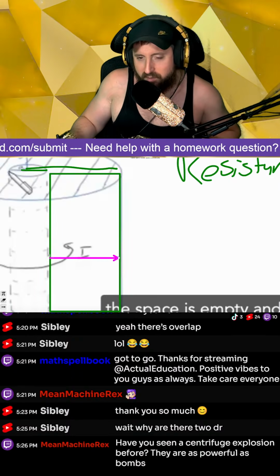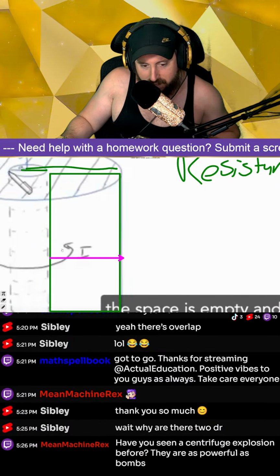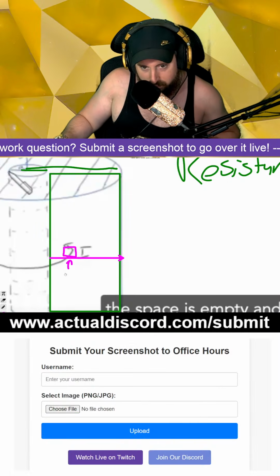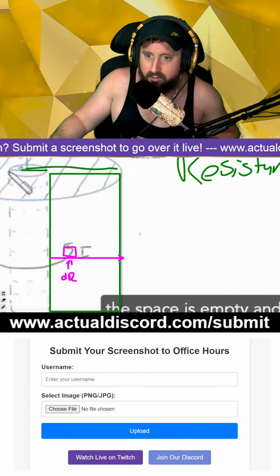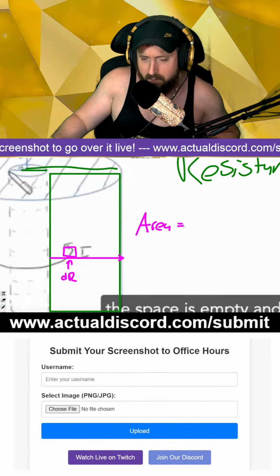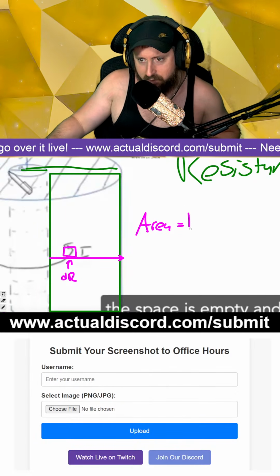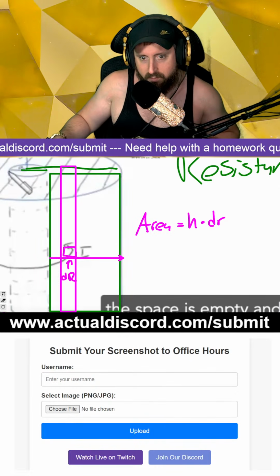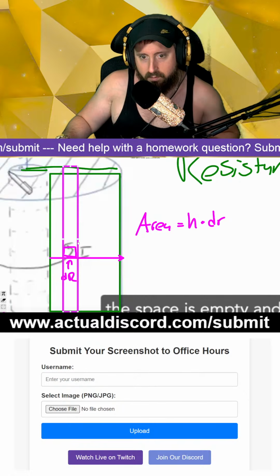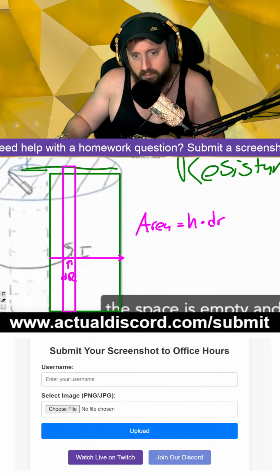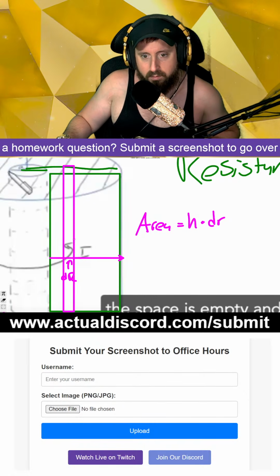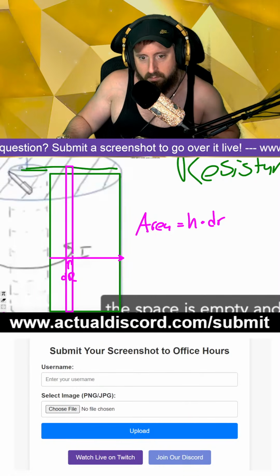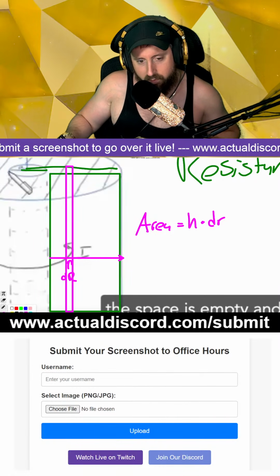So, wait, as I'm going this way, I think about an infinitesimally small bit here, dr, right? So my area is equal to the length, is equal to the height times dr, right? If I were to think about it like this. And dr is like that little sliver in between.